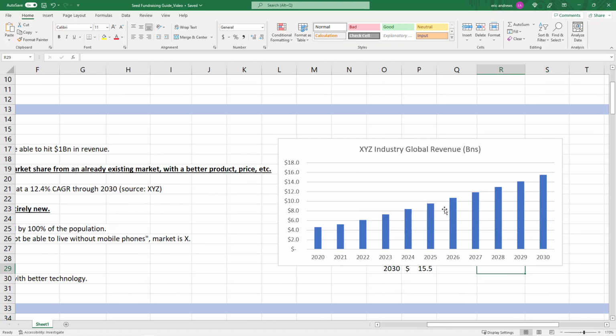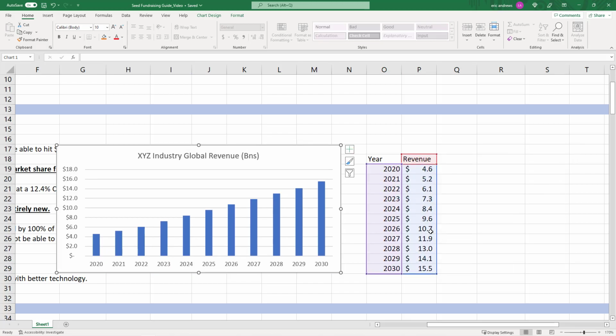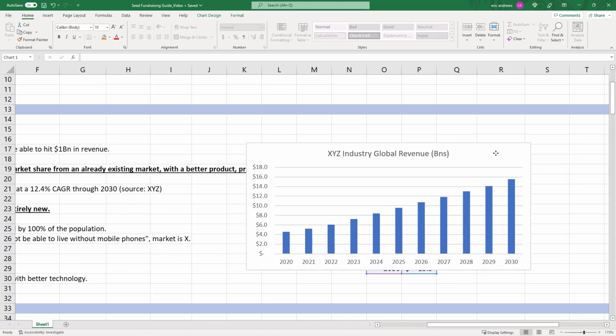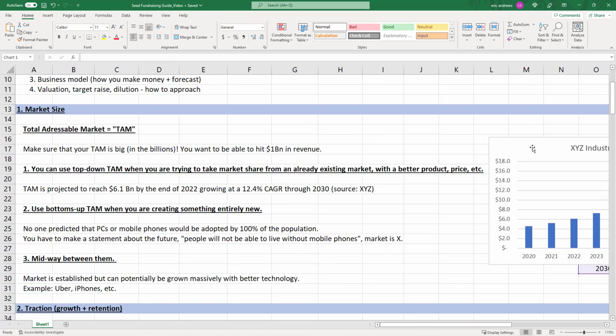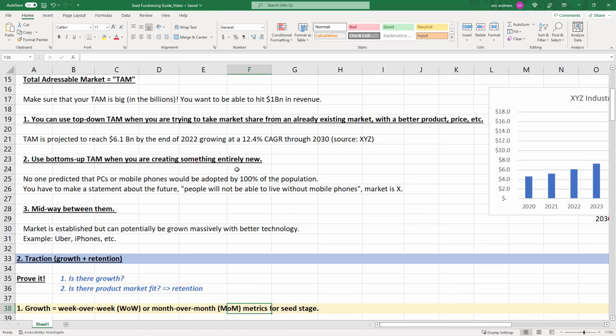And this is the kind of chart that you'd want to include in a slide deck. And I made up some data down below, and it's just kind of year, revenue, XYZ industry global revenue. So that's how you think about market sizing in a slide deck.